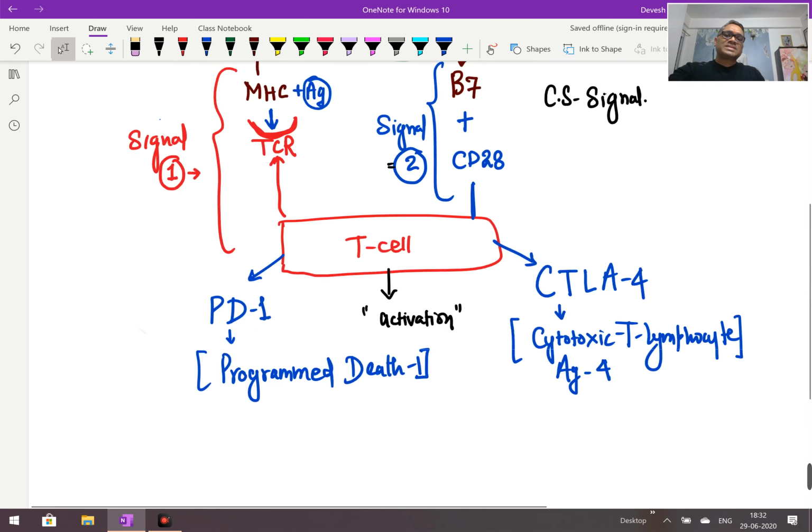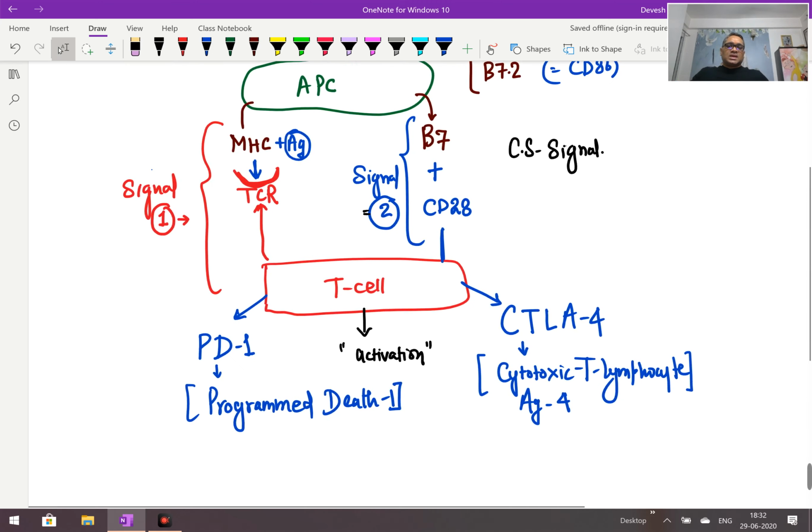Now you can see what is happening. Antigen presenting cells have the MHC molecule and B7. When both form the two signals, the T cell will be activated. But in a normal situation, why is this T cell not activated, why is this co-stimulatory signal not completed?